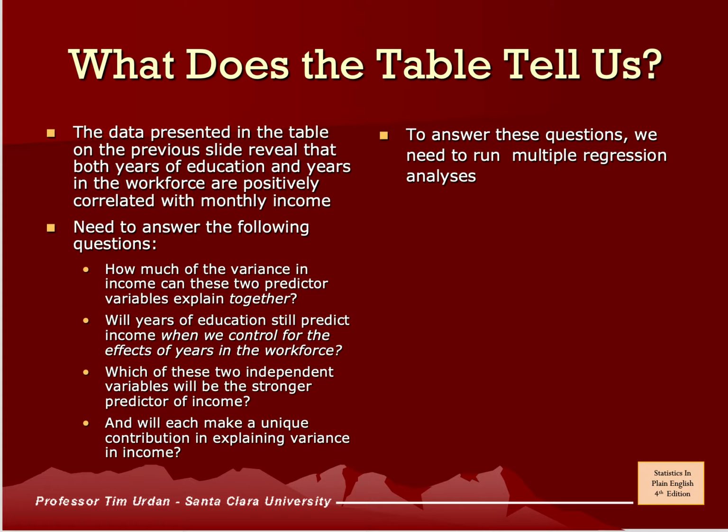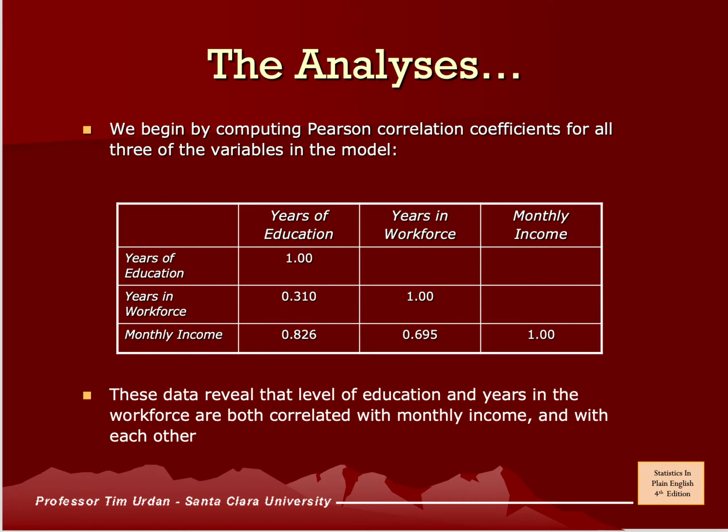How much variance in income do they explain together? And then how much variance is explained by them independently? So if I just look at one factor in the outcome. So to answer those questions, we're going to run that multiple regression analysis. So we're going to begin by getting that Pearson R coefficient for all three variables that Excel is going to help us with. And that's going to reveal that education and years has the strongest correlation. Look at that, 0.826 as compared to 0.695.